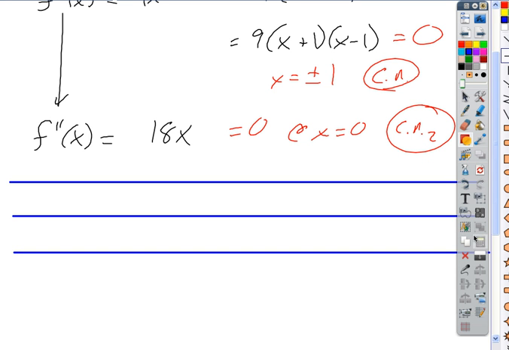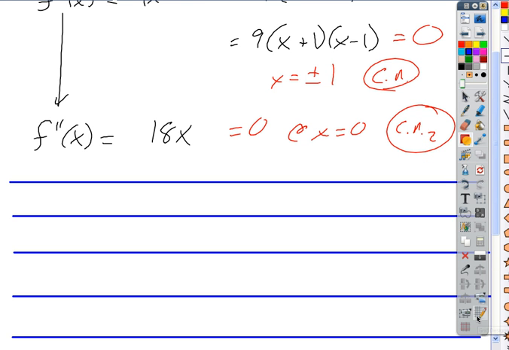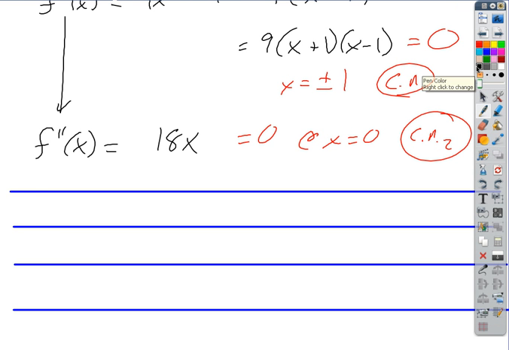Okay, let's put one more. Okay, so here are our x's, f prime, f double prime. We had critical numbers at plus and minus 1, so -1, +1, and at 0. At 0 we had a critical number of the second derivative, so like that. Wouldn't 0 be a critical number? It is, of the second derivative.